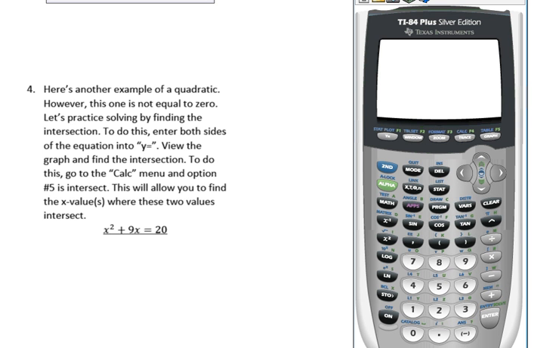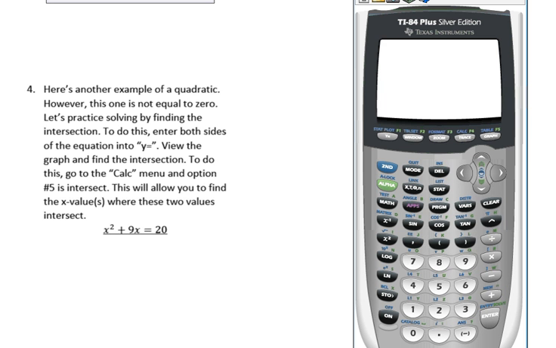In number 4, we are going to look at another quadratic similar to number 2. The difference is in number 2, our quadratic was set equal to 0, and in number 4, our quadratic is not. Now, you could always resort to how we did in method 2 and set this quadratic equal to 0, or we can think of this graphically and look for the intersection of these two graphs.